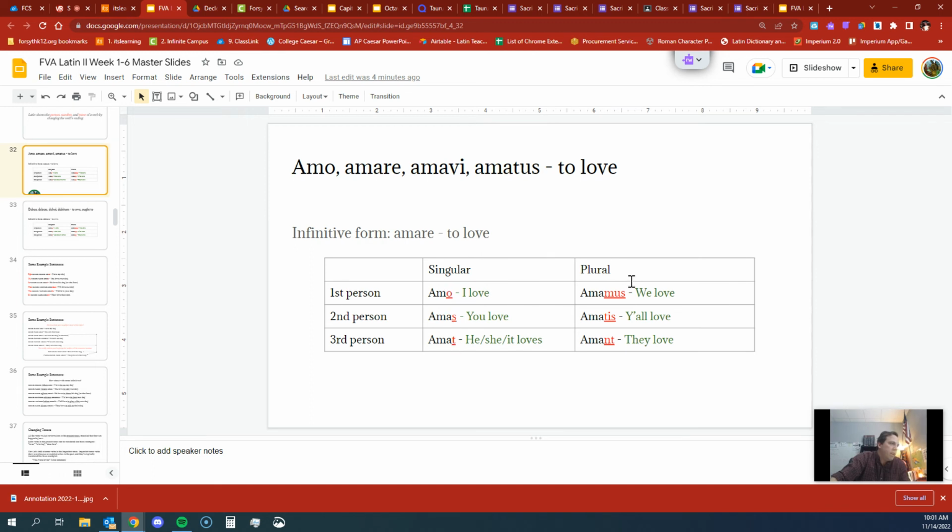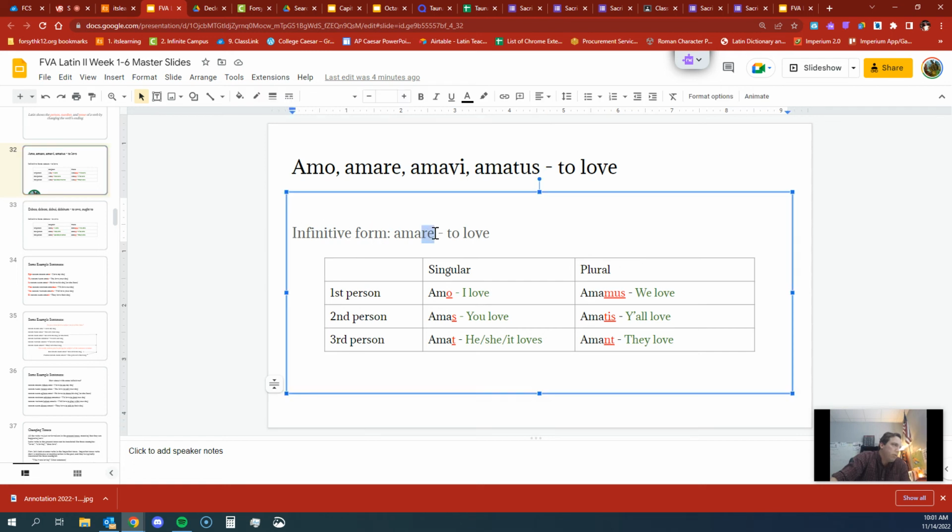O, s, t, mus, tis, nt. We're looking for first person singular and plural. So endings -o and -mus will be first person. Third person singular and plural, amat and amant, -t and -nt. Those are third person singular and plural. And the infinitive form, those will be ones typically ending with -re, for "to" plus a verb.